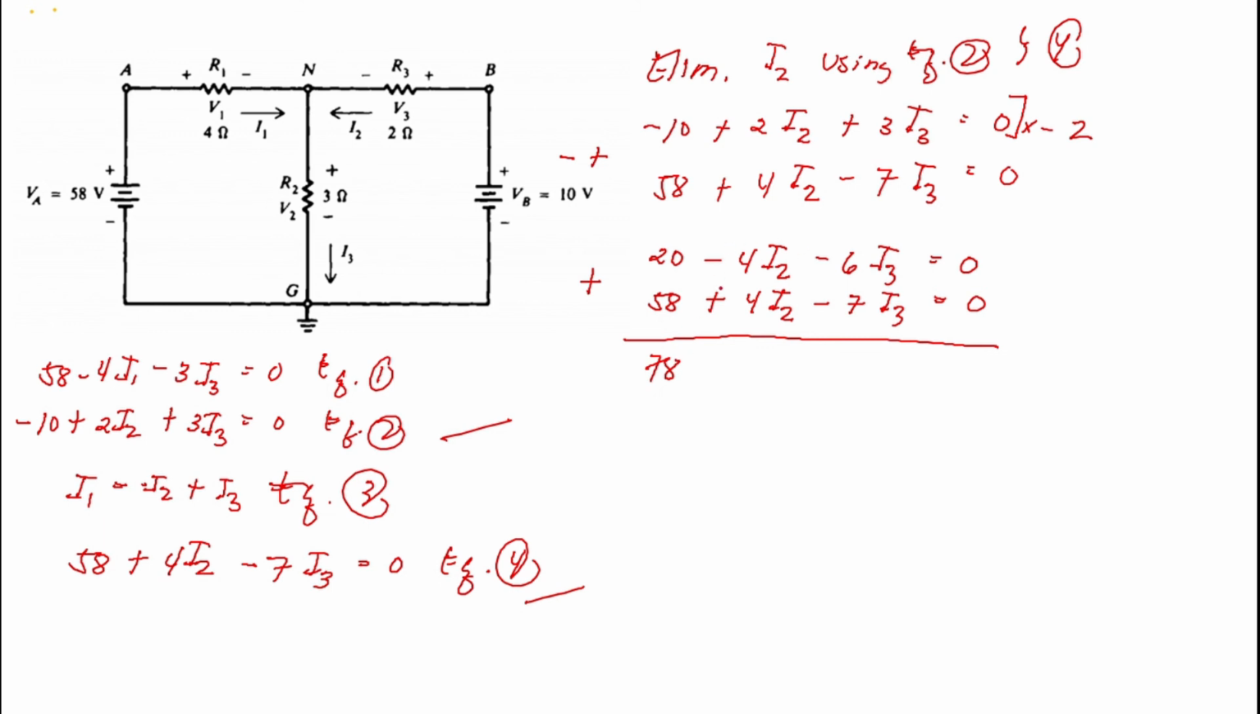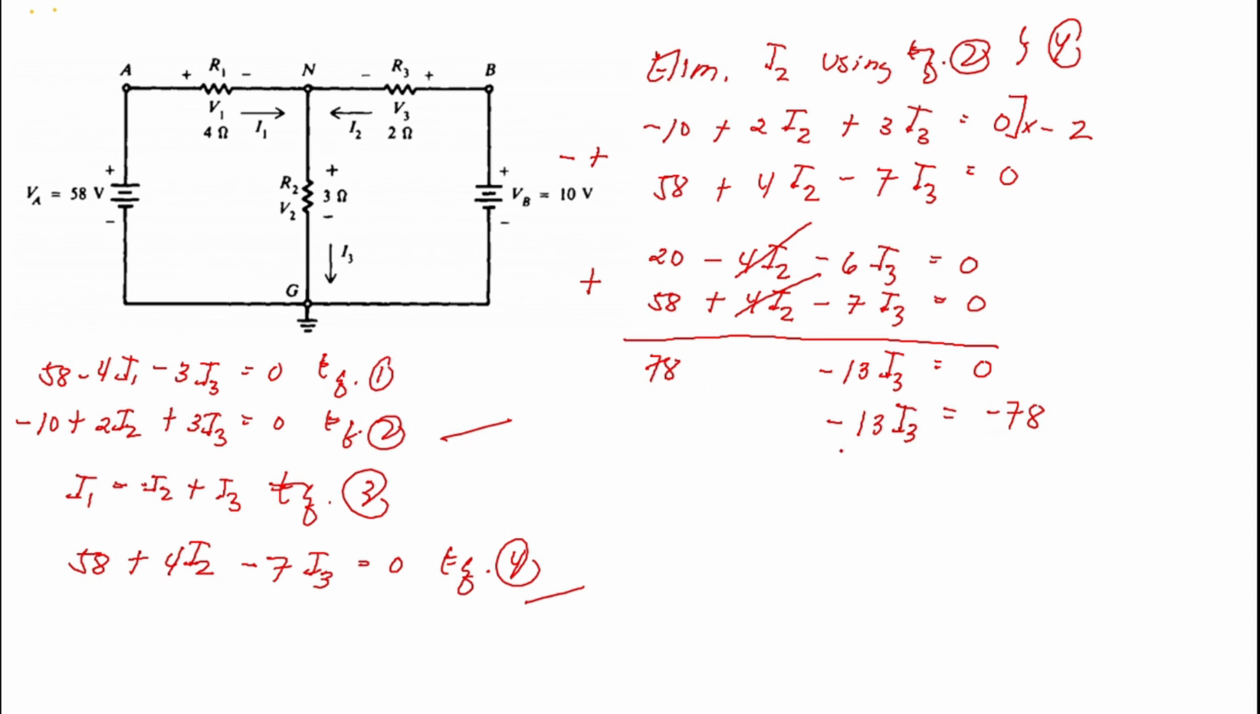And then, negative, positive, ibig sabihin, cancel out na siya. And then, negative 6, negative 7, equivalent to negative 13. I3 is equals to 0. Transpose 78 sa kabila. So, negative 13 I3 is equals to negative 78. Kasi positive siya, magiging negative.